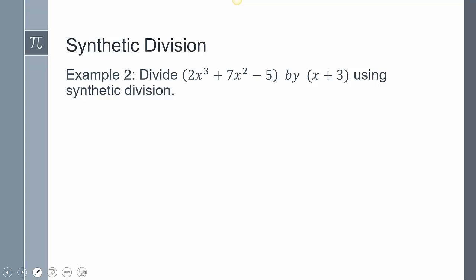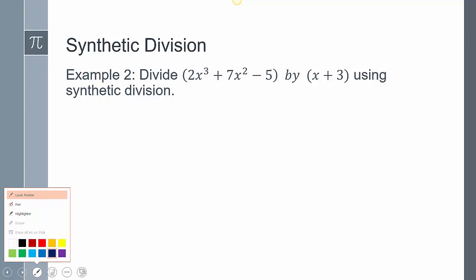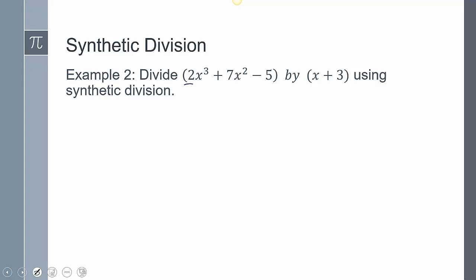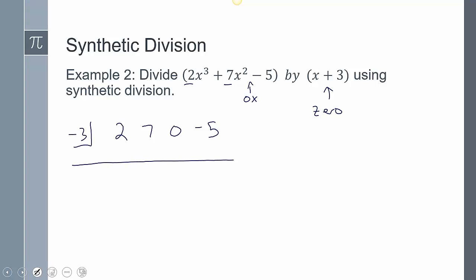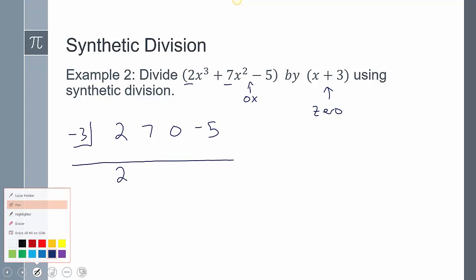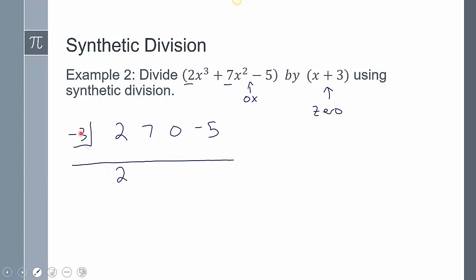Now, another type of division is going to be synthetic division. We set this up a little differently. What we do is we take the coefficients. There's no 0x here, so I have to remember that. We take the coefficients and just write them: 2, 7, 0, and negative 5. Then whatever the 0 is, you put that in this box here. Then you follow this process of adding straight down, multiplying these two numbers together, and putting it in the next space over.